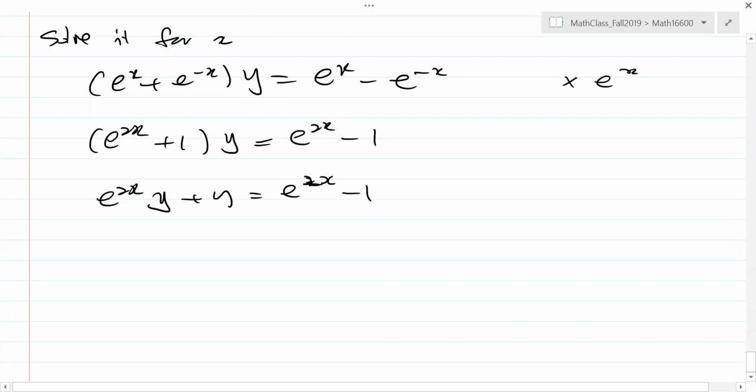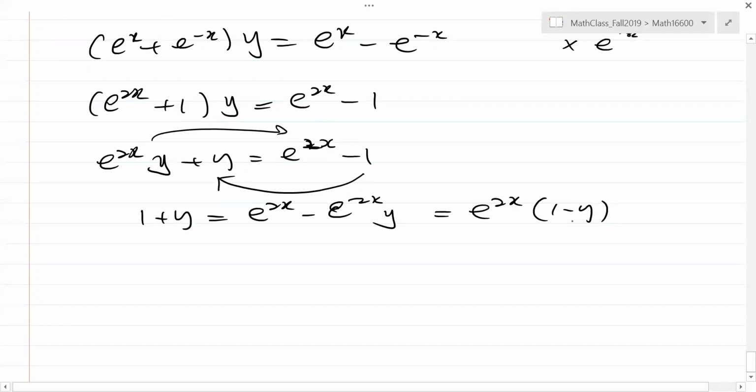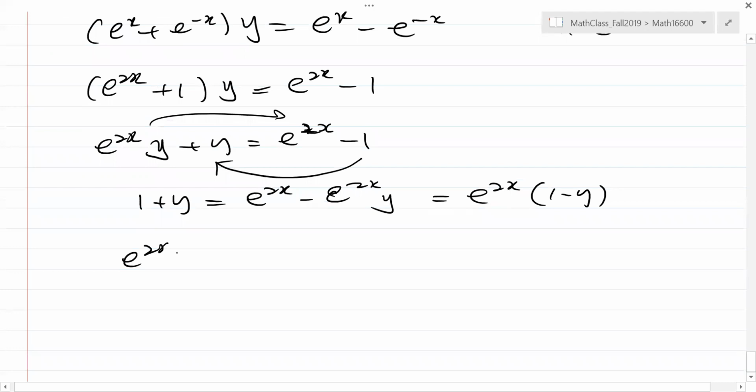I probably move this term to the left hand side. Okay, so I'll move one to the right hand side, not into the left hand side. So I get 1 plus y equals e to the 2x minus e to the 2x y. If I take e to the 2x out, this is 1 minus y. All right, so now it's pretty clear. It's going to be 1 plus y over 1 minus y.